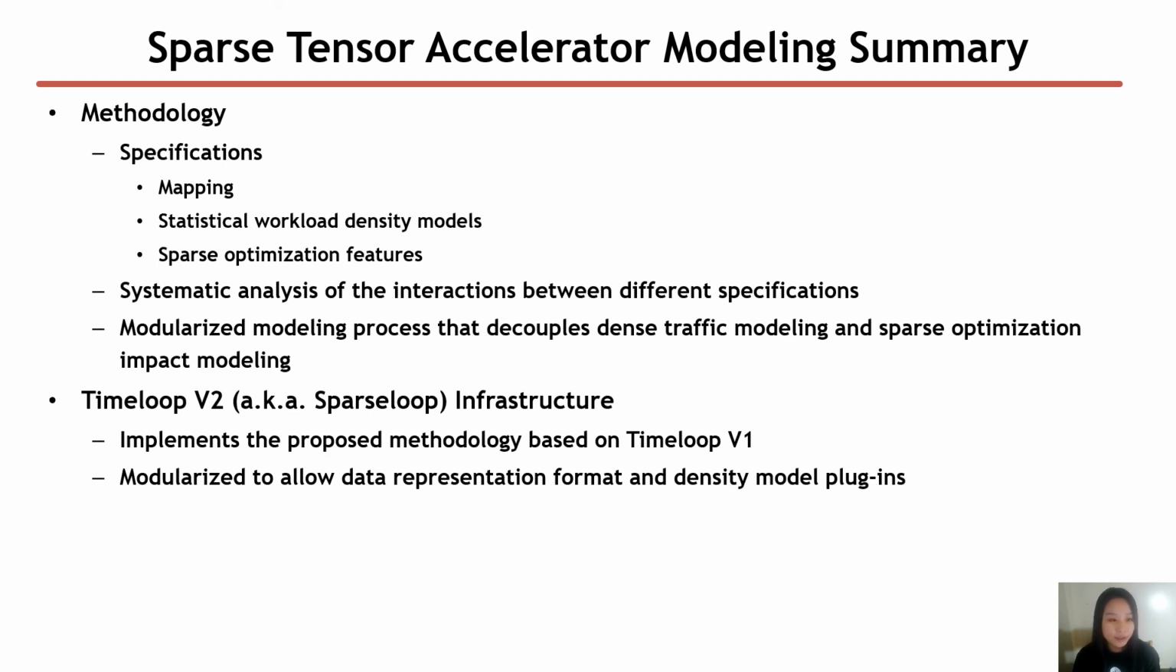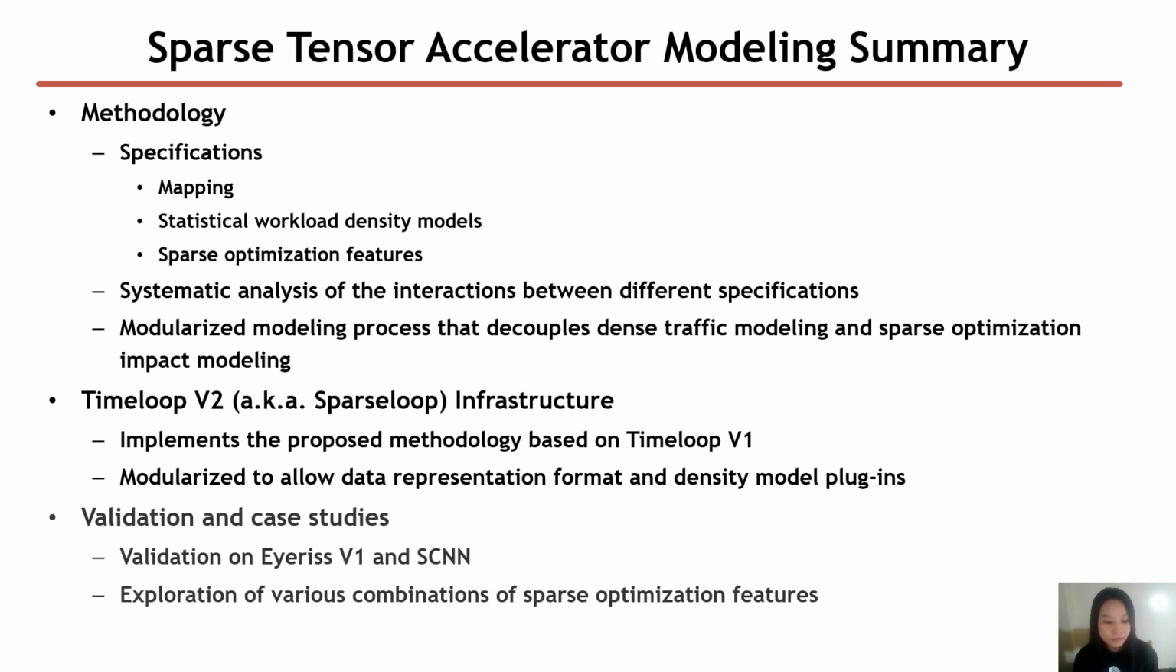The infrastructure is implemented in a very modularized way so that it's easy for users to add more data representation formats as well as density model plugins. We have also presented validation and case studies. We validated our infrastructure on the Eyeriss V1 architecture and SCNN architecture. We have performed exploration of various combinations of sparse optimization features and discussed what are important impact factors identified by Timeloop V2 that make the sparse optimization feature analysis very interesting.